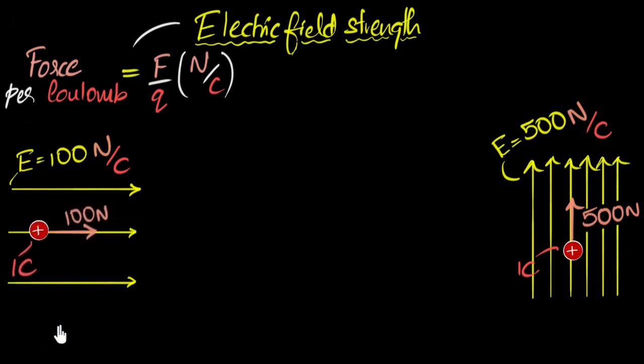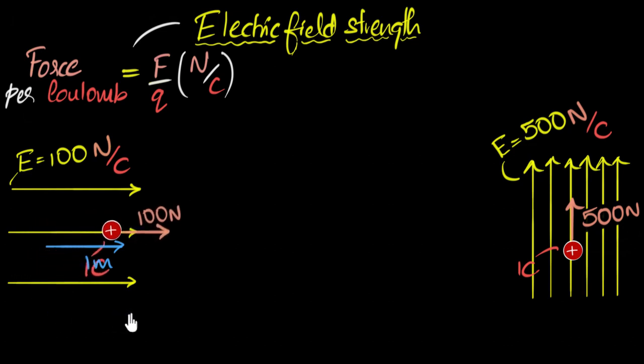What I want you to try and figure out is how much potential energy this coulomb of charge would have lost when it goes forward by exactly 1 meter. So can you pause and calculate how much potential energy it would lose by the time it would have traveled exactly 1 meter? Try and figure this out.